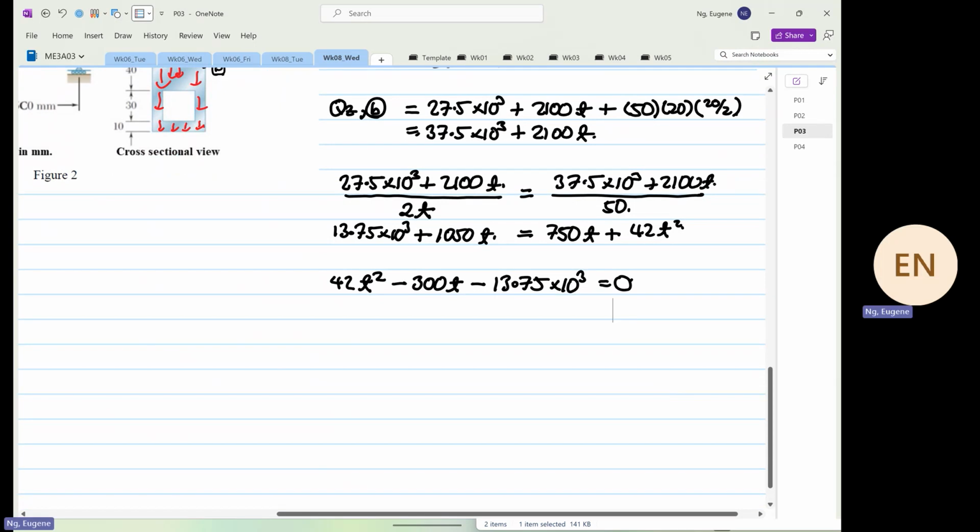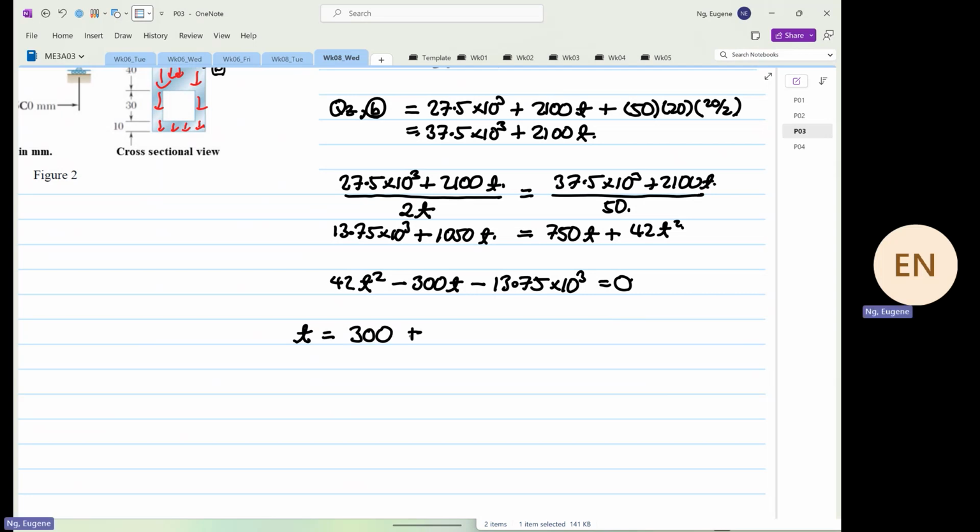So you can solve this using your calculator. T will be equal to 300 plus or minus the square root of 300 squared minus 4 multiplied by 42 multiplied by minus 13.75 times 10 to the power 3, close bracket, divided by twice of 42. You all know how to solve this using your calculator, yes? If not, you just do this, okay?